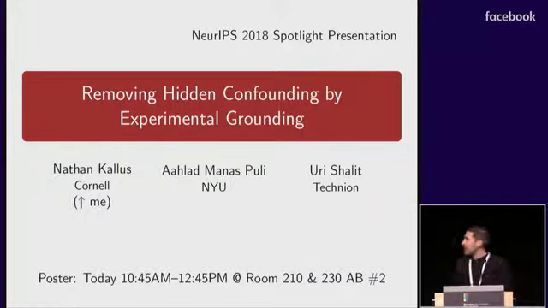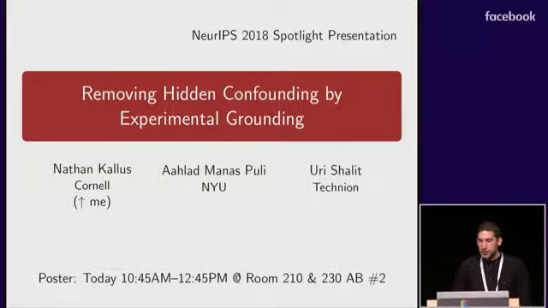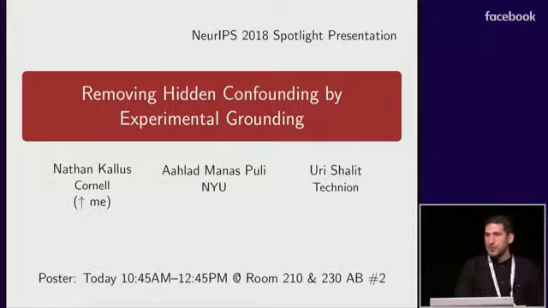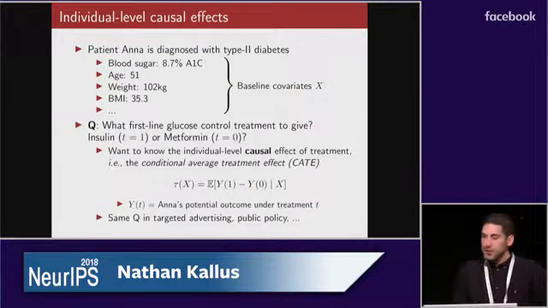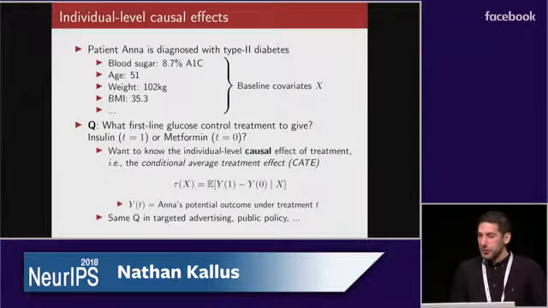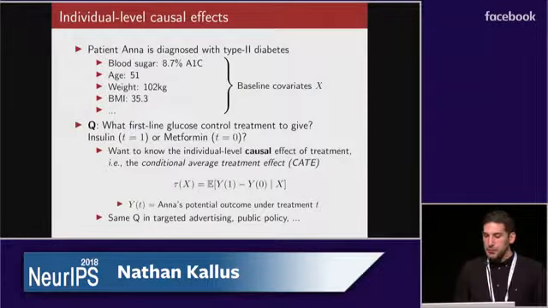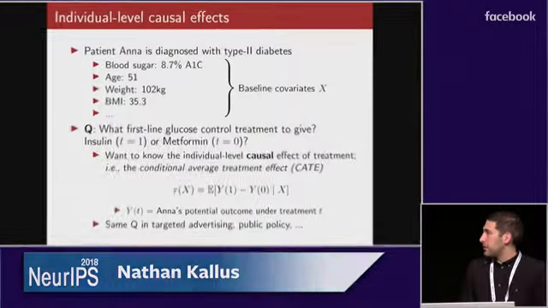Hi everybody, my name is Nathan Kallus. This work is joint with Aahlad Manas Puli and Uri Shalit. To motivate the problem that we're looking at, consider the following situation. A patient, Anna, has just been diagnosed with type 2 diabetes. By looking at her records, we can see what her current and past blood sugar levels have been, what her age, weight, BMI, and many other covariates are.